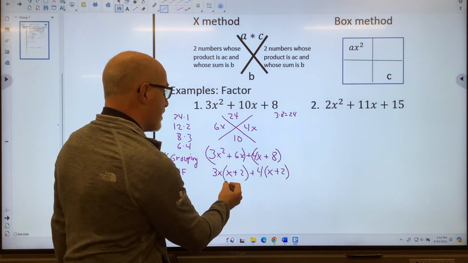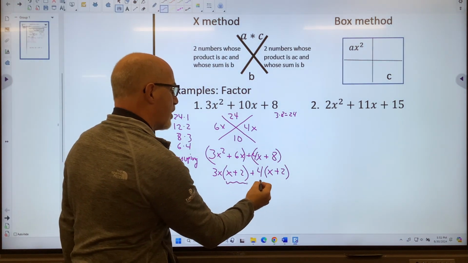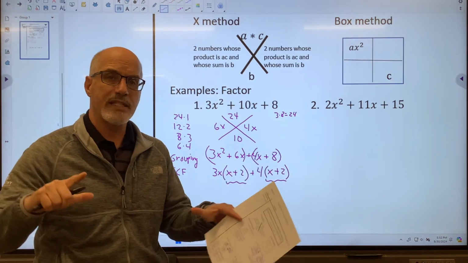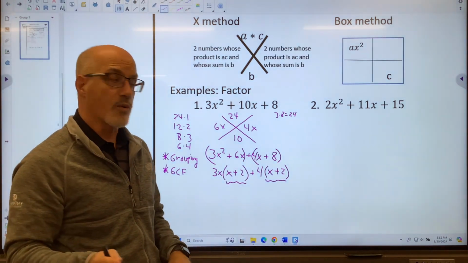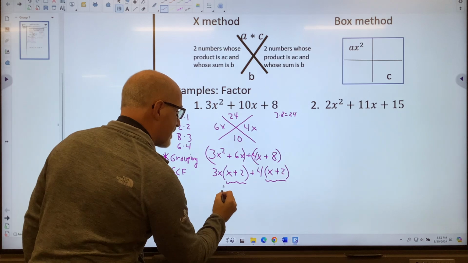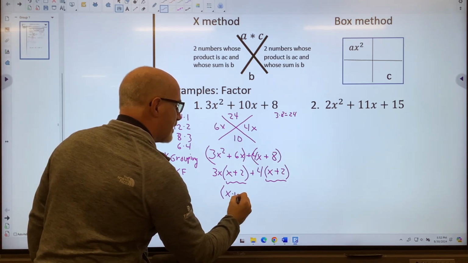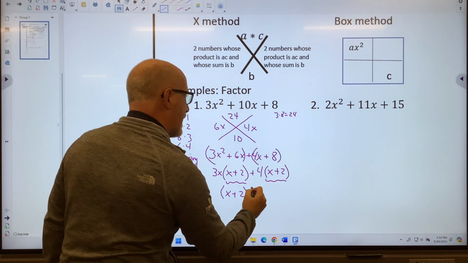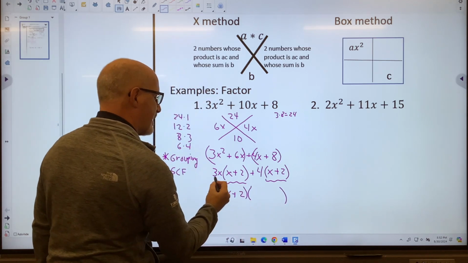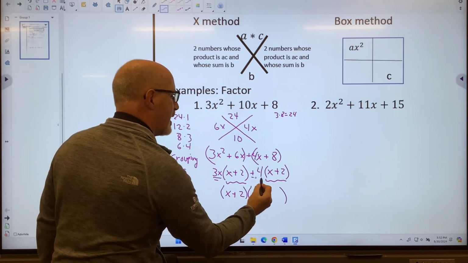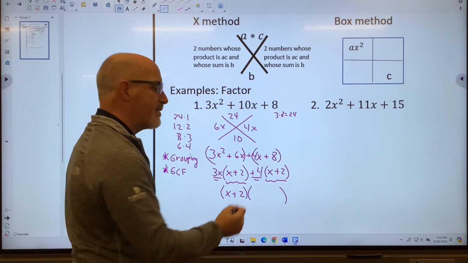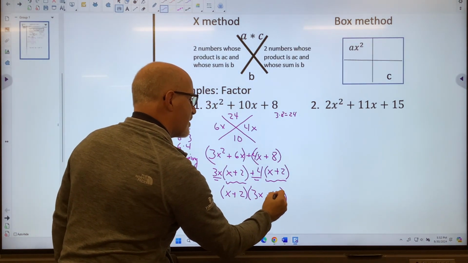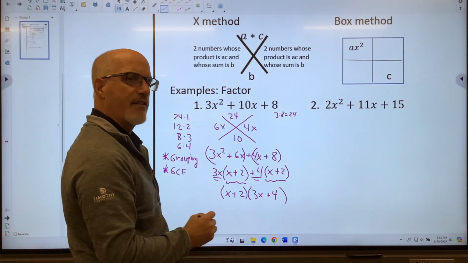So notice here, this is the way this works, is that I've got a common factor of the entire quantity, x plus 2. That parentheses is a common factor. So I'm going to distribute it out of the whole thing, taking it out. And what am I left with when I take that out? Well, notice this 3x and this 4 are left. I put that in the second parentheses. The 3x plus 4 is my second factor.